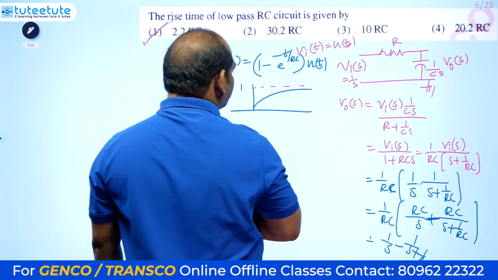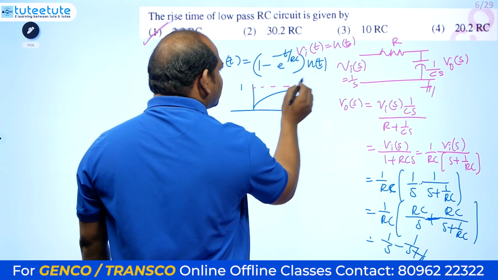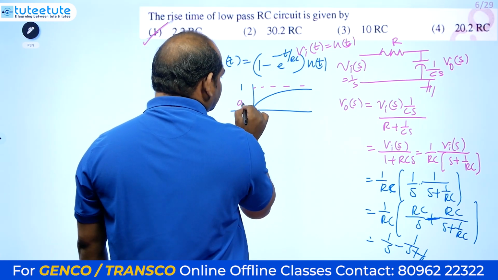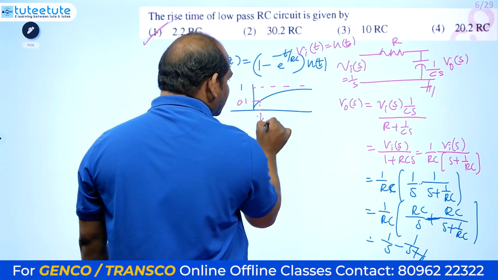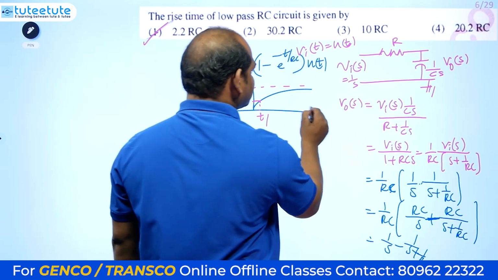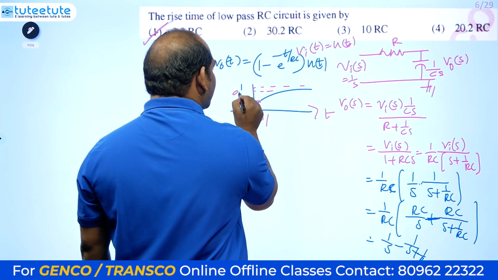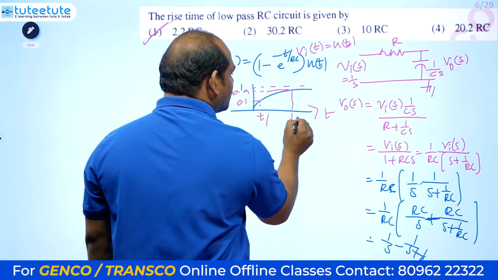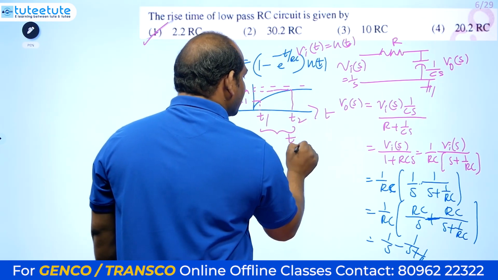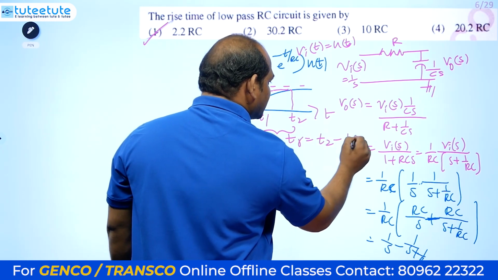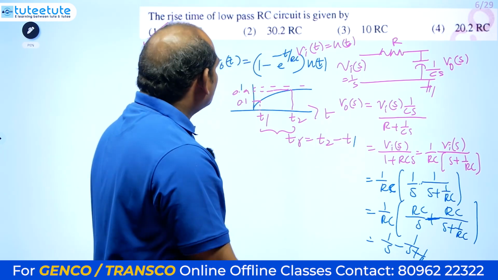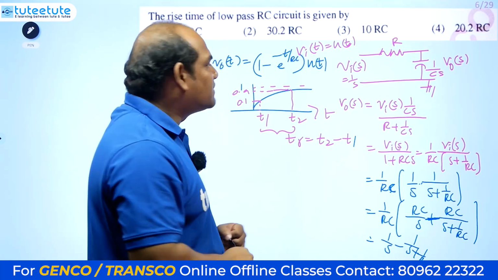So rise time is nothing but, what is 10% of 1? 0.1. This 0.1 you can achieve at t equal to t1, on the x-axis where time is there. What is 90% of 1? 0.9. This 0.9 you can achieve at t equal to t2. This difference is tr. Rise time is equal to t2 minus t1. Using this mathematical expression we can get this easily.